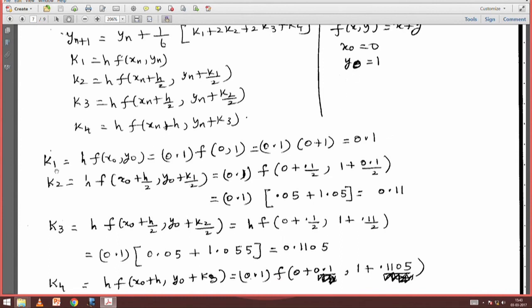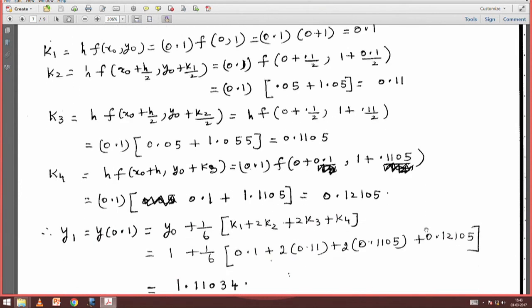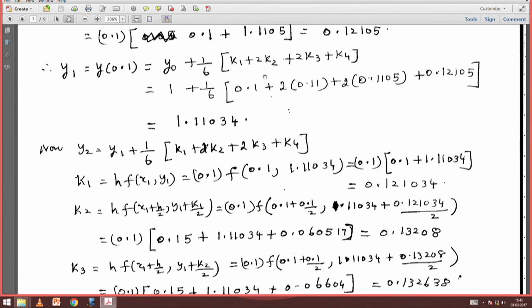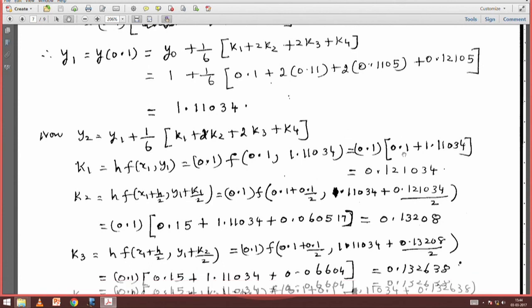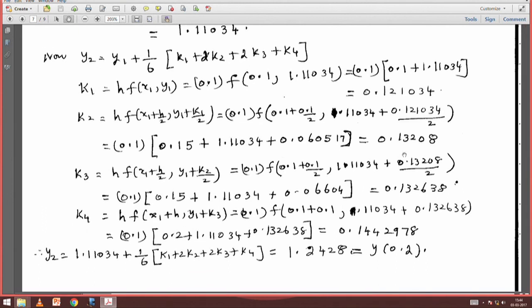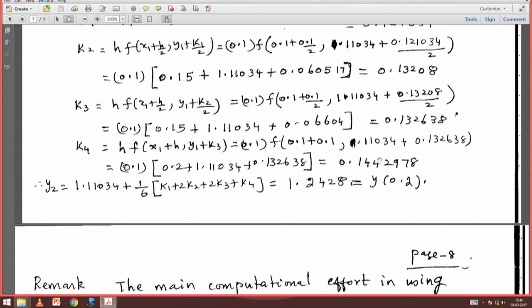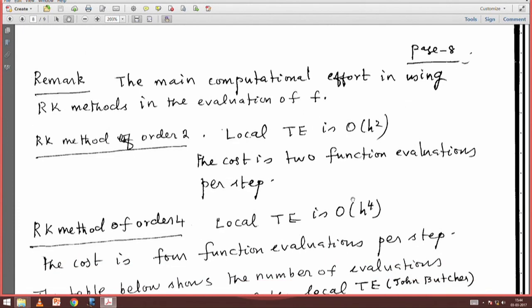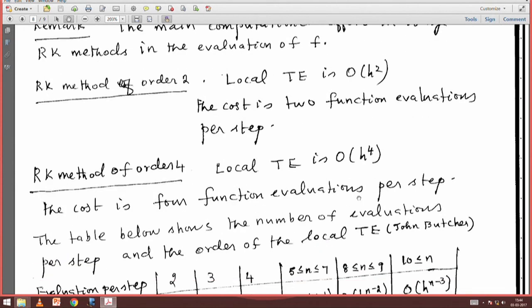So, substitute in the expression for k1, k2, k3, k4, the values are given here. Evaluate k1, k2, k3, k4 and then substitute in the method. So, you get y1 to be equal to 1.11034 and then start with the method and with the initial condition y at x1 is y1 given by 1.11034, obtain y2 namely y at 0.2, that will be y1 plus 1 by 6 into k1 plus 2 k2 plus 2 k3 plus k4. Again evaluate k1, k2, k3, k4 by substituting these values and you get y2 to be equal to 1.2428.